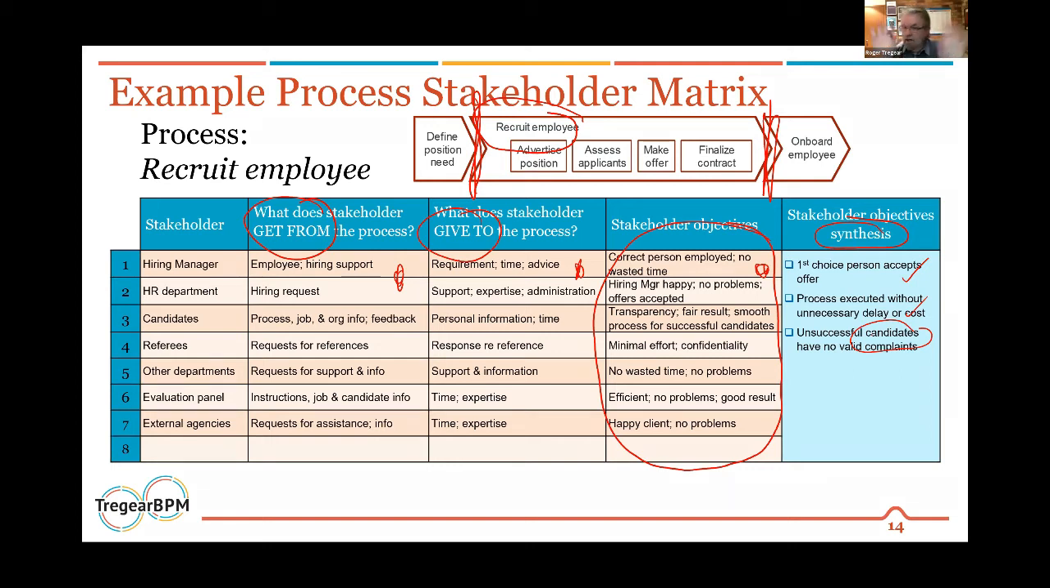So, you know, we need to go through this step again, not for every process, but just for those ones that we want to put under active management, because we want to have a really sound basis for ultimately going on and deciding what our KPIs might be.